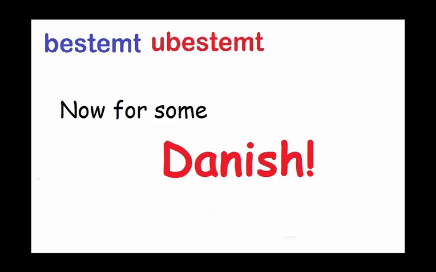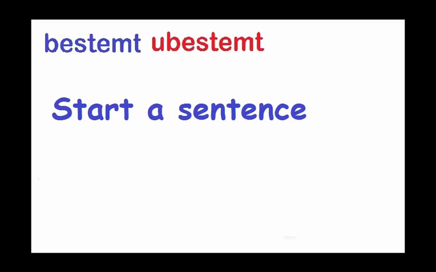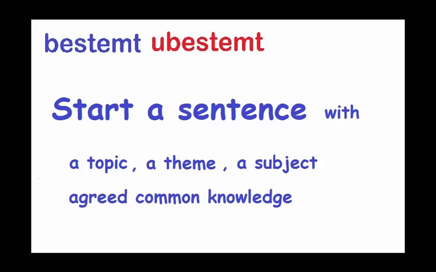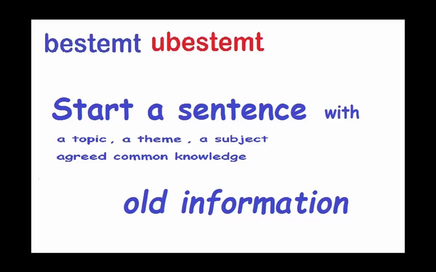Now, in Danish, we start a sentence with what we are talking about. The beginning of the sentence is the topic, the theme, and very often the subject. Oh, is that why it's called the subject? Yeah, probably. Okay, so we start with something that is common knowledge. You might say that we start with old information.